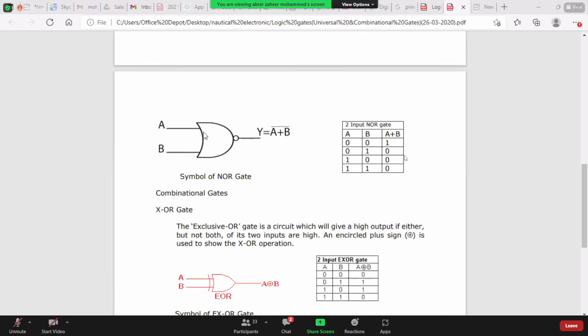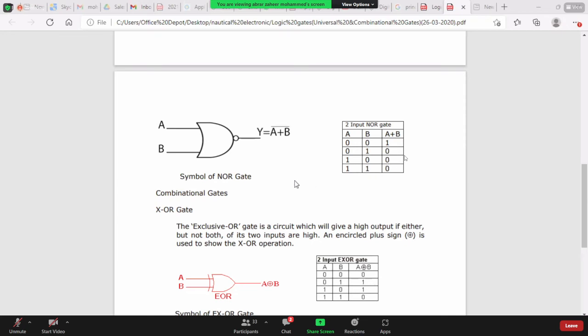A and B are the inputs, and the output Y is equal to A plus B the whole bar. Here we can see the inputs are A and B. So for 0, 0, the output is 1. For 0, 1, the output is 0, for 1, 0, the output is 0, and for 1, 1, the output is 0.